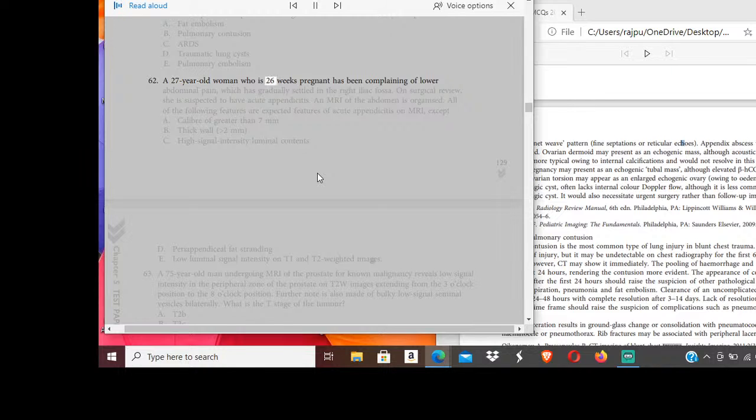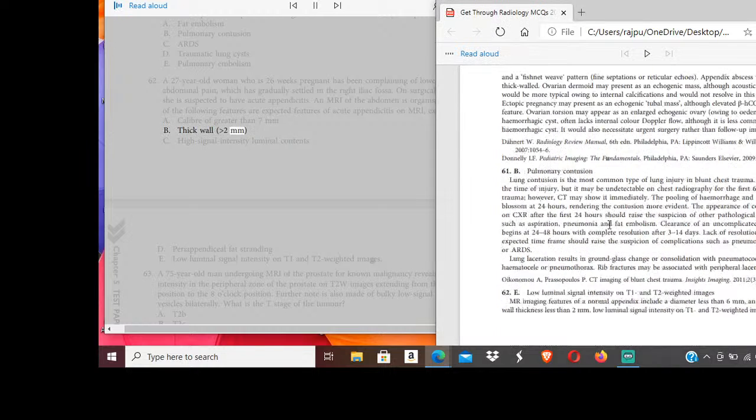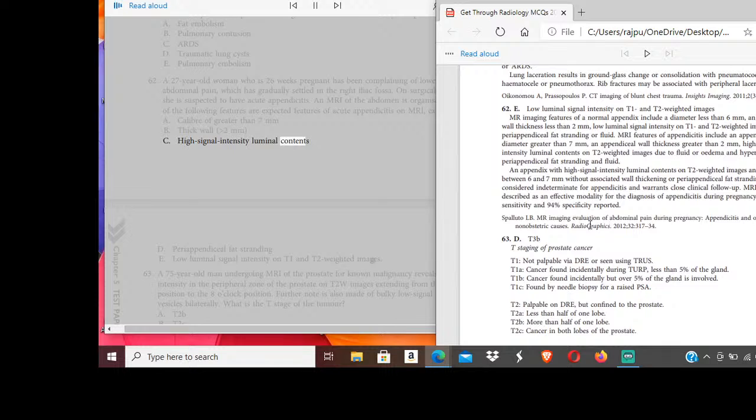62. A 27-year-old woman who is 26 weeks pregnant has been complaining of lower abdominal pain, which has gradually settled in the right iliac fossa. On surgical review, she is suspected to have acute appendicitis. An MRI of the abdomen is organized. All of the following features are expected features of acute appendicitis on MRI, except A. Caliber of greater than 7 mm. B. Thick wall greater than 2 mm. C. High signal intensity luminal contents.